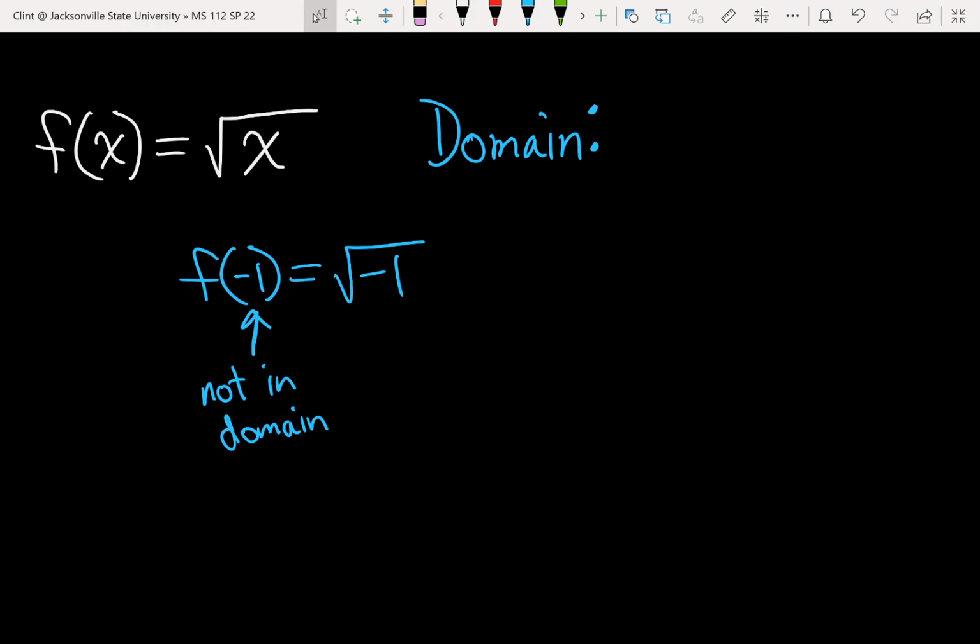What about negative 5? Would that work? Well, then we would get square root of negative 5. That would be i square root of 5, so it would be complex again, so that's not going to work. In fact, any negative value that we try to plug in this one is going to give us trouble. We won't be able to get a real number out. So for our domain, we can't have any negative numbers in there.